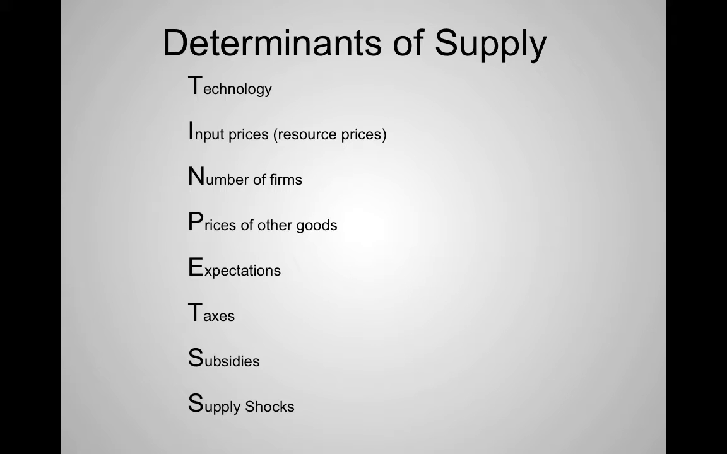Subsidies are payments from the government. They shift things to the right. And finally, there are things that are called supply shocks, and these are things like hurricanes, wars, natural disasters, and they can cause a big decrease or leftward shift in supply. So let's give you some examples.